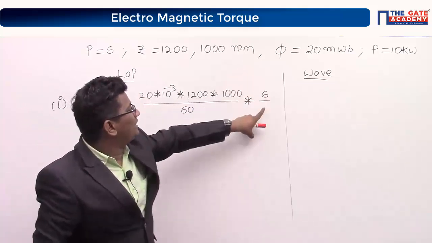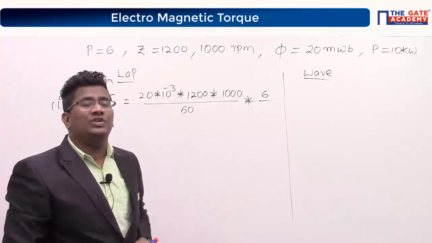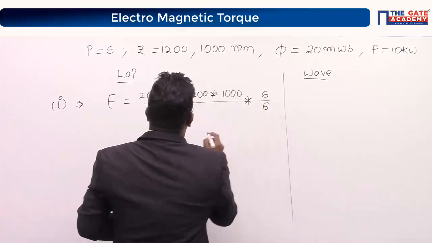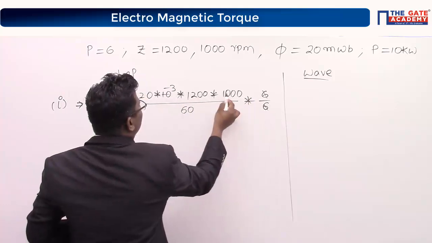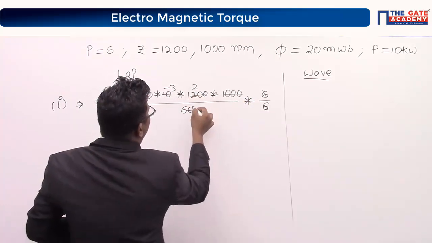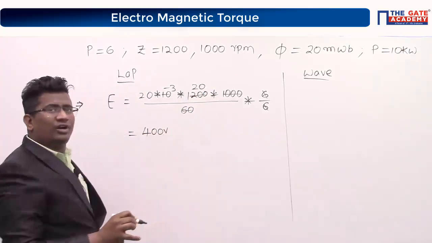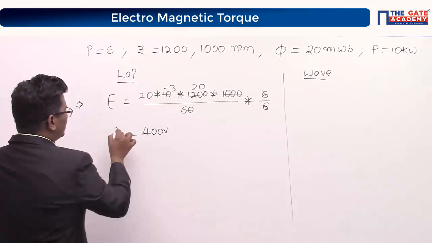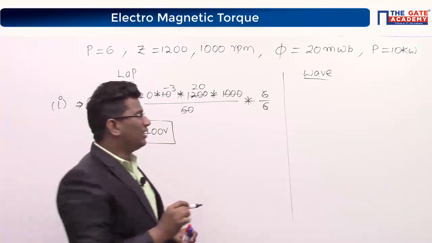How many parallel paths are there for a lap connection? Very good, 6. Please tell me the answer. This 6 cancels, milli, 1000 cancels with 60, it will be 20. 0 cancels, 620, so 20 into 20 is 400 volts, right? Is it 400 volts? Tell me the calculation. E is equal to 400 volts, right?